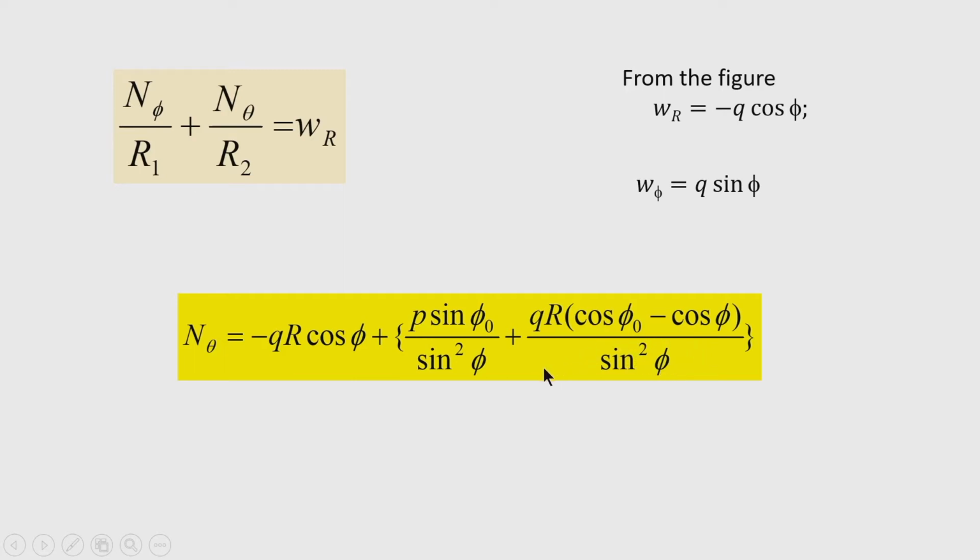When the opening is not there, then phi naught is 0, and we get the expression for the closed shell. So, there was no opening in the shell.